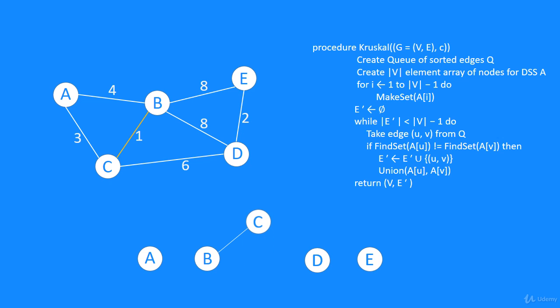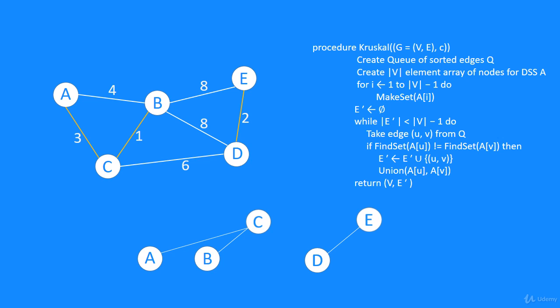We continue with the edge from E to D. Once again, we check that E and D are in different components. They are, so we add this edge to our solution and call union on E and D. Now, we take the edge from A to C, and since they are in different components, we add this edge to our solution and call union on A and C.